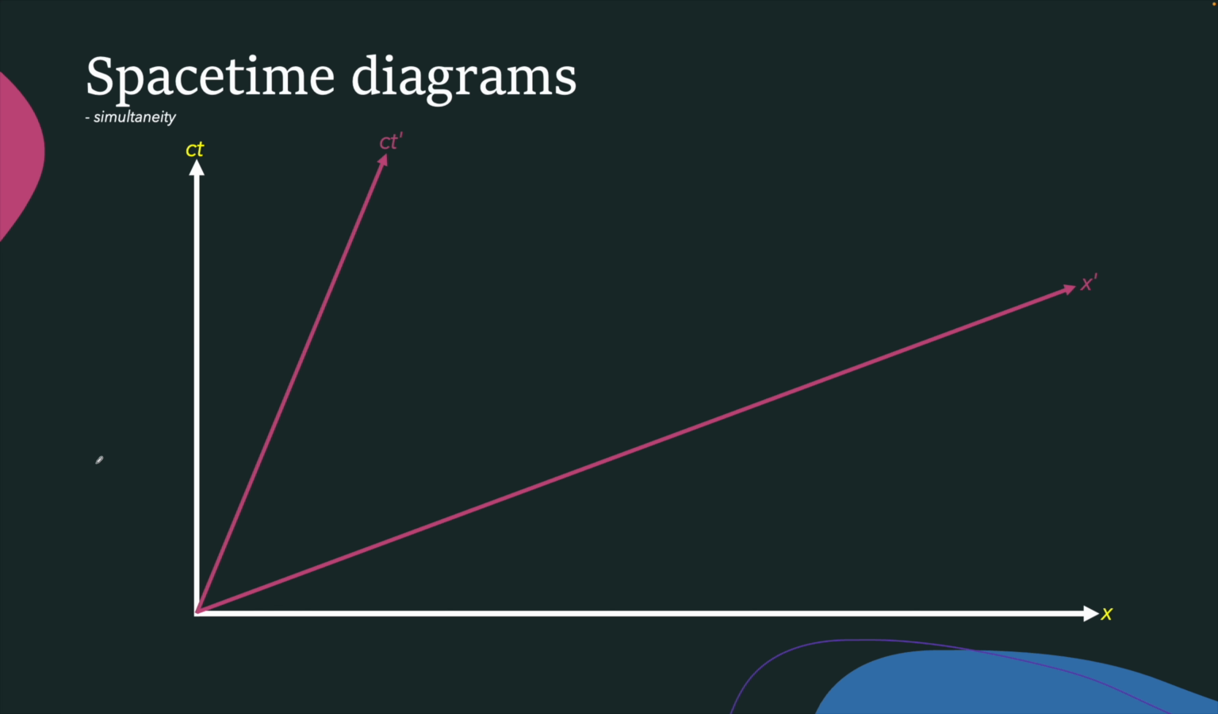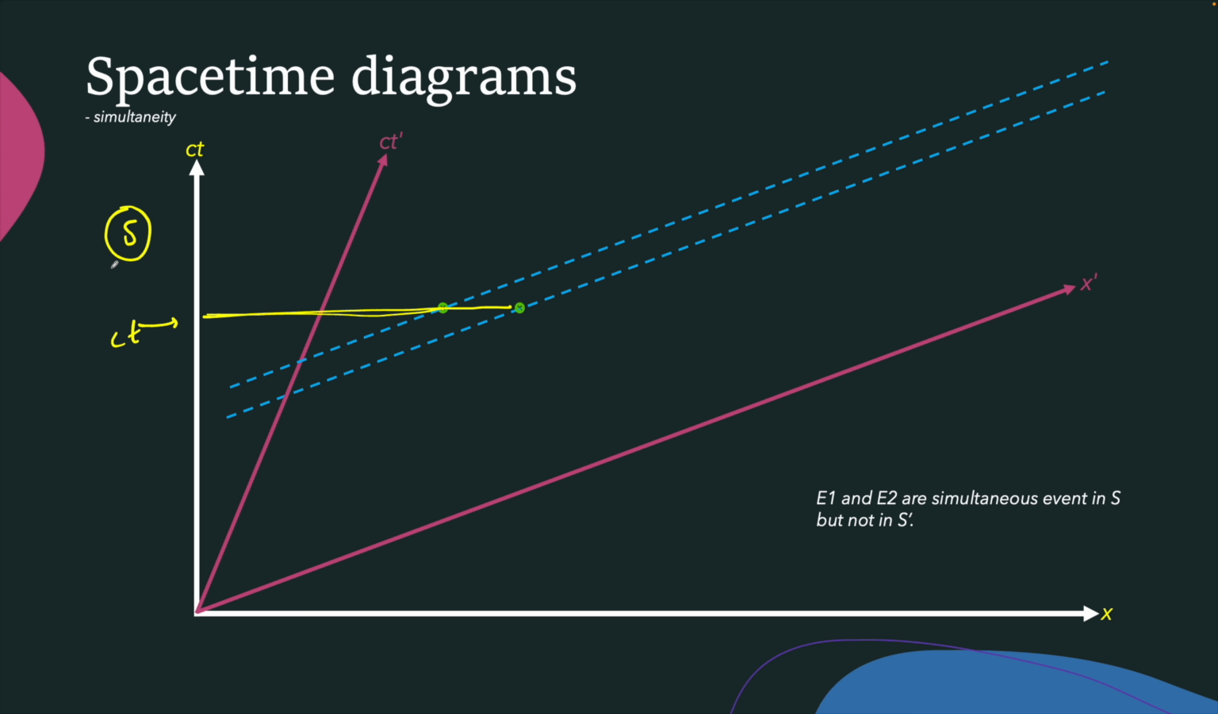Next, simultaneity. For example, there are two events, E1 and E2, as shown in the figure, and they're simultaneous. As you can see, E1 and E2 happen at the same CT time period. That means they're simultaneous events with respect to your S frame, which is the stationary frame. But are they simultaneous with respect to S prime frame? The answer is no. How do you do that?